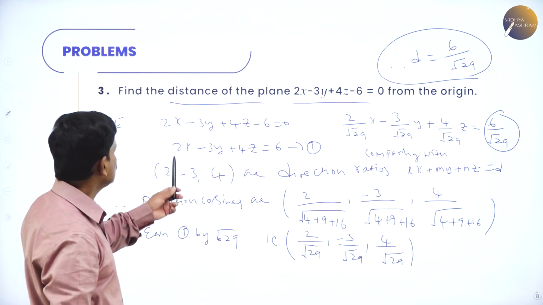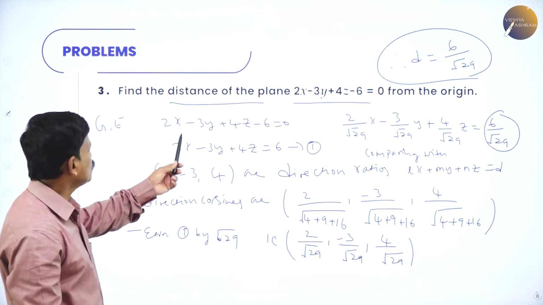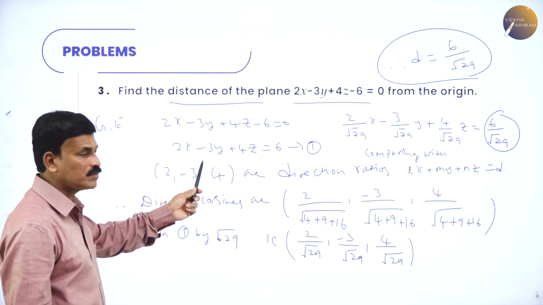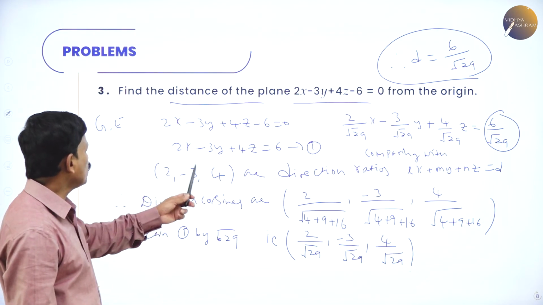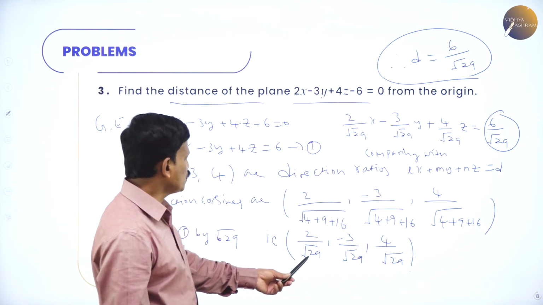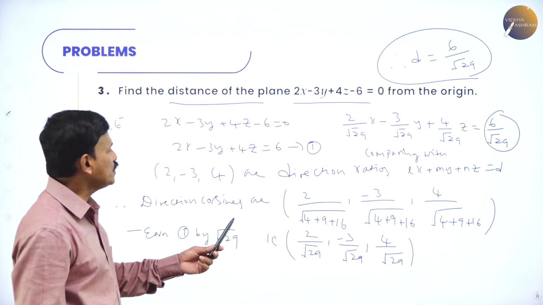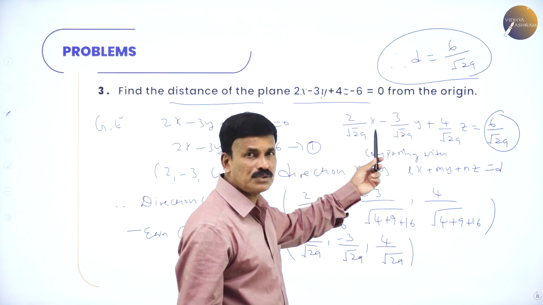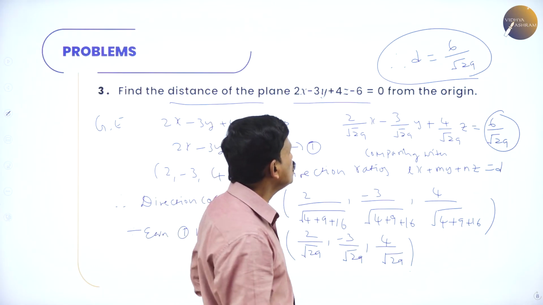Hope you followed. Listen, just a very simple problem for 2 marks or 3 marks. What is the given equation? 2x minus 3y plus 4z minus 6 is equal to 0. This can also be written as 2x minus 3y plus 4z is equal to 6. The direction ratios are 2, minus 3, 4. Find out the direction cosines: 2 by root 29, minus 3 by root 29 and 4 by root 29. Hence, divide this equation 1 by root 29. Then this reduces to 2 by root 29 x minus 3 by root 29 y plus 4 by root 29 z is equal to 6 by root 29.